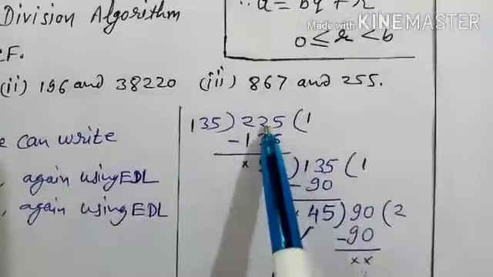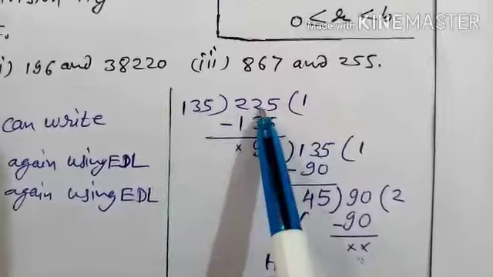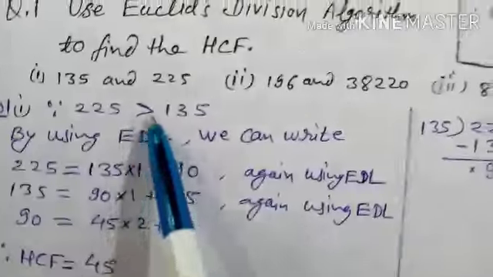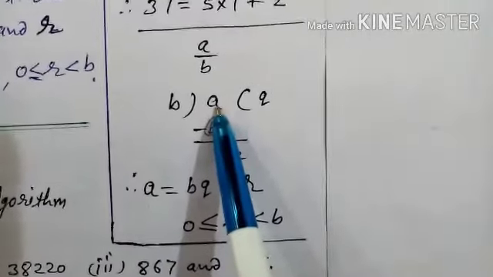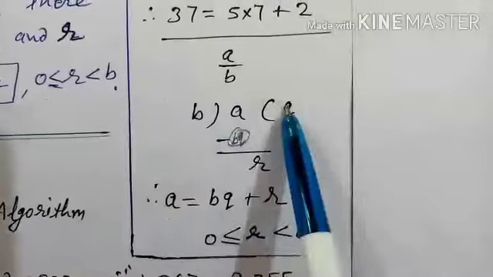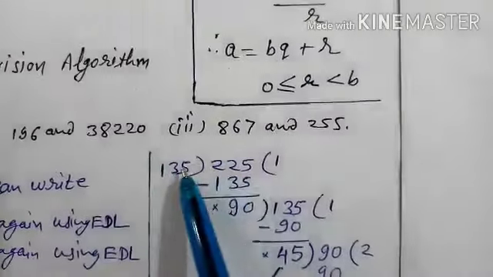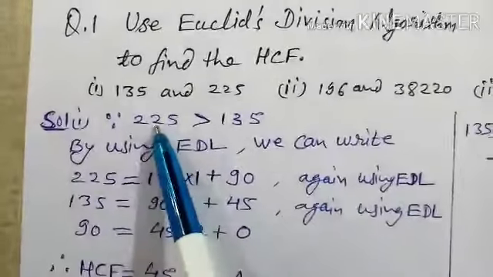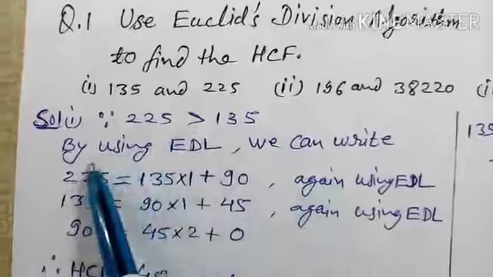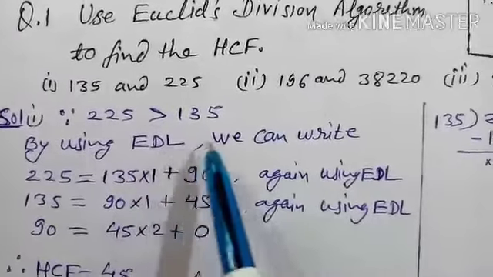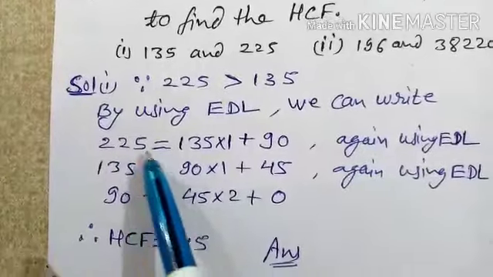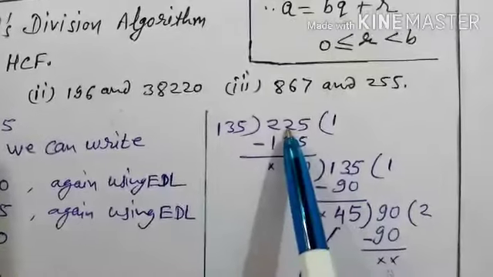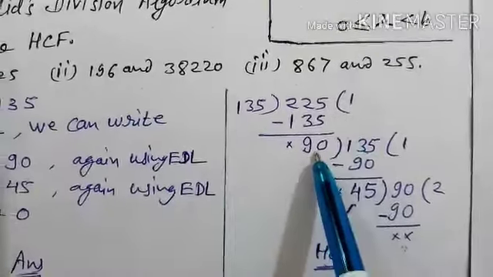Now the first one is 225. We can write 225 as 135 into 1 plus remainder. If we use Euclid's division lemma, this is a, then we can write a is equal to bq plus r. So b into q, 135 into 1, plus remainder 90. Since 225 is greater than 135, by using EDL, Euclid's division lemma, we can write 225 is equal to 135 into 1 plus 90.